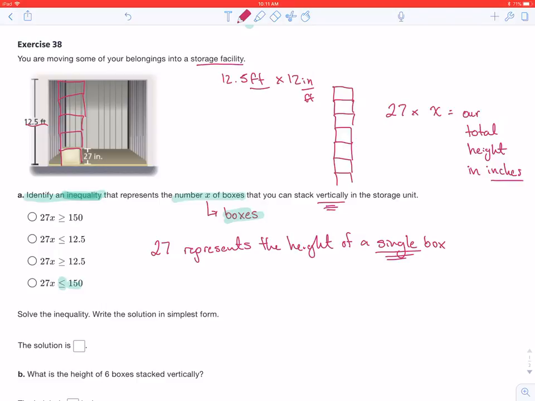So that's how you break down this scenario and think through what we need to put in for our inequality. 27 is the height of each box. We're multiplying that by x, the number of boxes. That's going to give us our total height in inches. So we want to convert the 12.5 feet into inches, which is 150 inches. And we want our total height to be less than or equal to 150 inches, the maximum height of the storage facility.